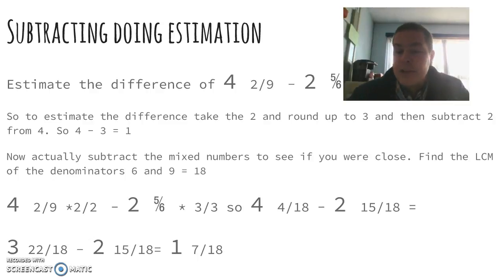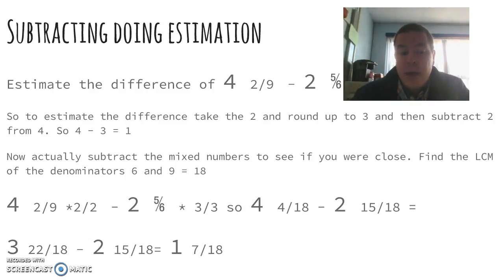So now that we have common denominators, we can start subtracting, except that we need to borrow. We need to actually borrow from the 4. So I'm going to borrow 1, or 18 over 18, from it, and I'm going to add it to the fraction. So now it's 3 and 22 over 18.